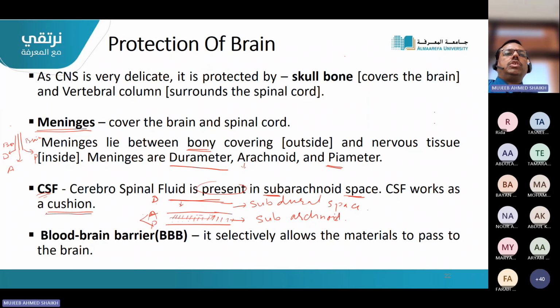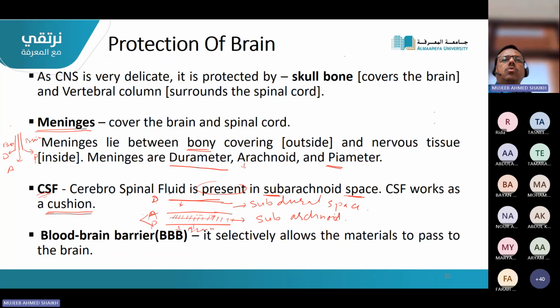It is to cushion, make it soft, so that no vibration, no physical touch, or no physical movement should occur. It's a sort of cushion, to avoid any damage to the structure below, that is called the brain. So below this pia mater is the actual brain.